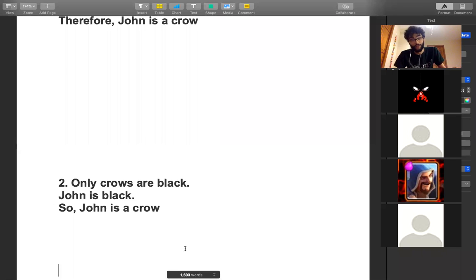And it's fully true because the only thing that is black in the whole world you're saying is a crow. And you're saying that John is black. So John has to be a crow. Because we just said in the first sentence that only crows are black, which technically means that there is no object in the world which is black and is not a crow. I think you're getting the sense of this. The reason I'm giving this is because some of the questions in the quiz are similar to this. So I just want to give you some sort of a trailer.